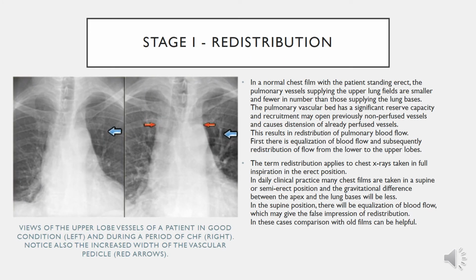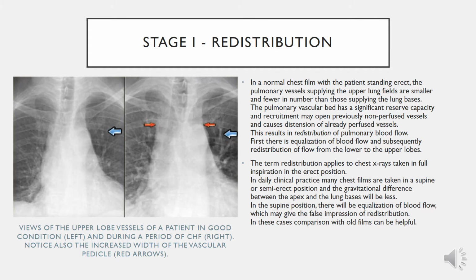Stage 1: Redistribution. In a normal chest film with the patient standing erect, the pulmonary vessels supplying the upper lung fields are smaller and fewer in number than those supplying the lung bases. The pulmonary vascular bed has a significant reserve capacity, and recruitment may open previously non-perfused vessels and cause distension of already perfused vessels. This results in a redistribution of pulmonary blood flow. First, there is equalization of blood flow, and subsequently redistribution of flow from the lower to the upper lobes.